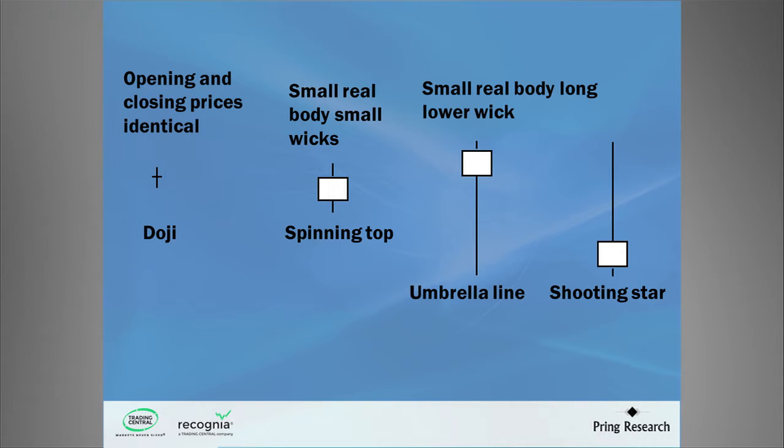Note in these last 3 examples, the real body more or less closely resembles a square rather than a rectangle. Umbrellas tend to be bullish after a decline and bearish following an advance. If they develop during a trading range, they really have no significance.